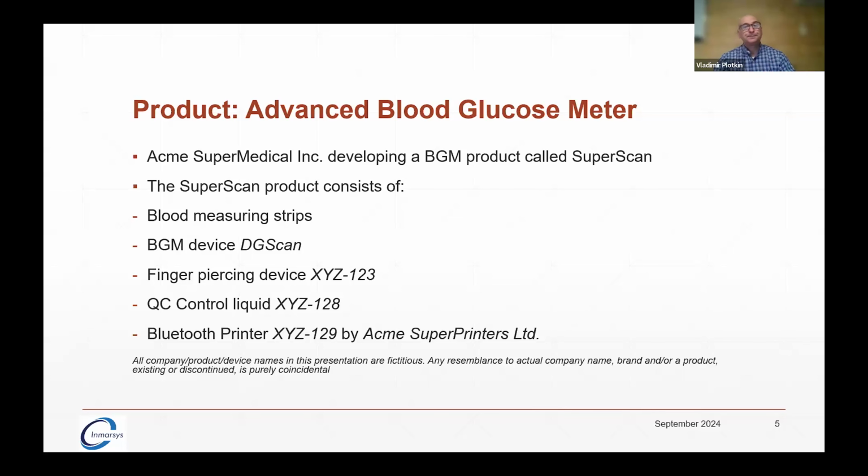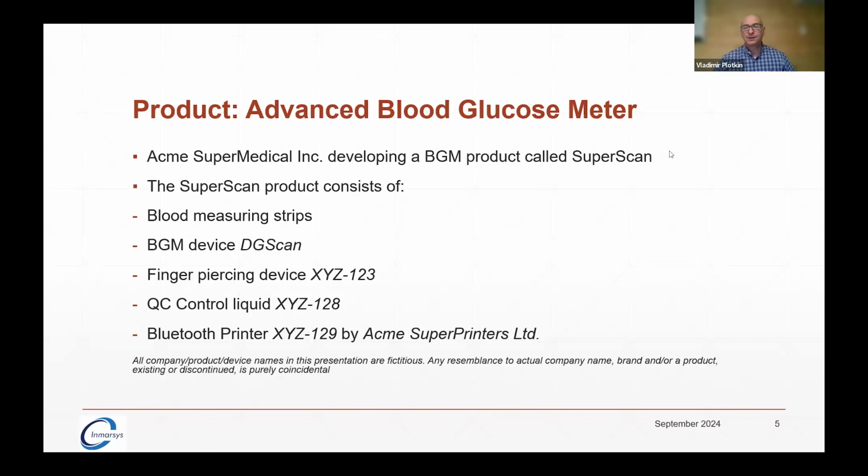So this is the advanced device. It does have Bluetooth connectivity for the printer made by Acme Super Printers. Got the quality control liquid, so you need to check that the device is operational. Once a month, instead of blood, you're using this quality control liquid to check that the strips are correct and the device is actually operational. And then you have this finger piercing device to basically take blood off your finger.